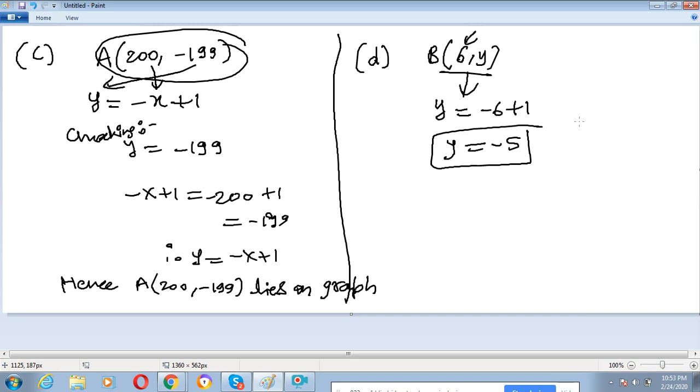Exercise 4C. You have to do the first question.